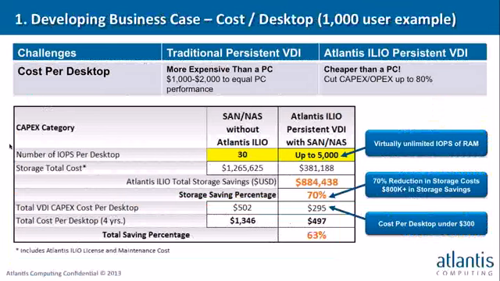So this is a very brief look at a model that we put together looking at the cost of a desktop and the potential savings by putting an Atlantis IDEO solution in place. So if we look at a traditional desktop today, it would cost somewhere in the region of between $1,000 and $2,000 to equal the performance of that PC. And we're talking about some of the more modern endpoints having things like SSD, having very capable CPU and memory requirements. And when we start to match that in a large-scale VDI deployment, it becomes relatively expensive.